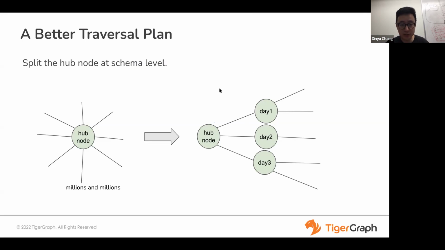Okay, so that's how our parallel processing works, and also how that may impact our way of writing the GSQL query. Okay.